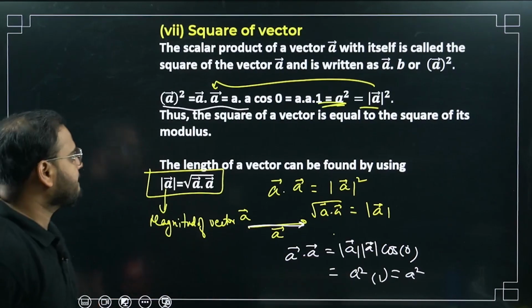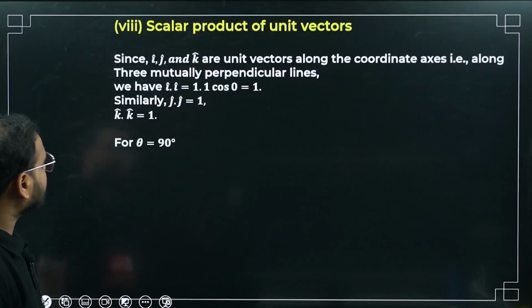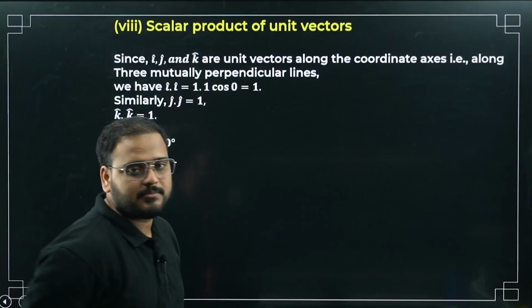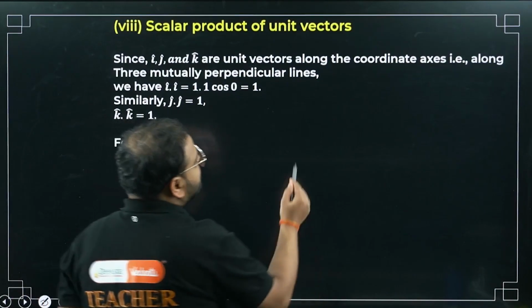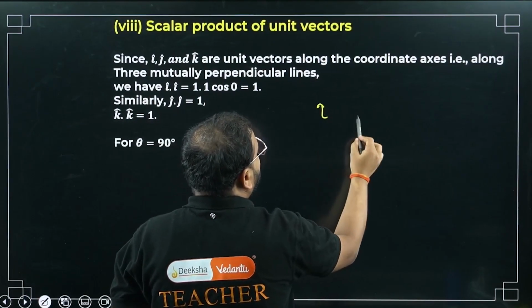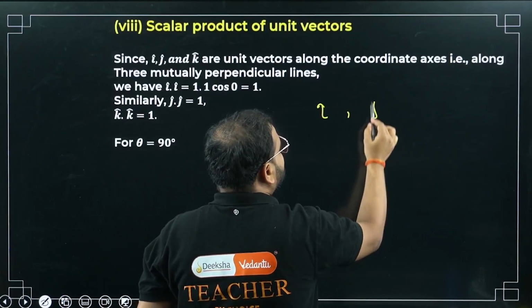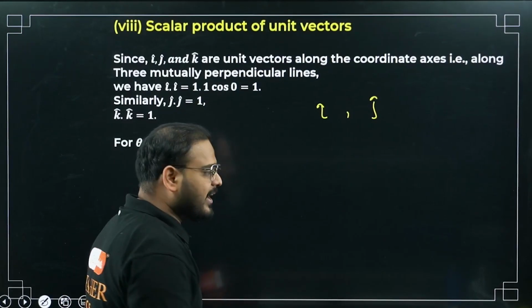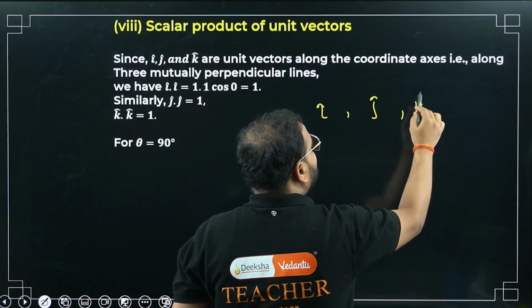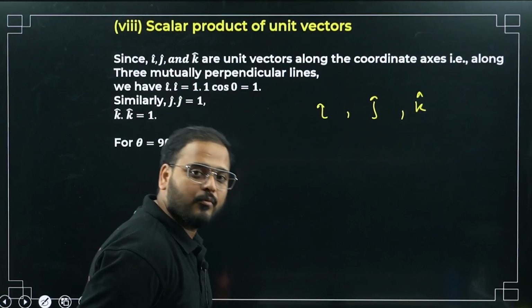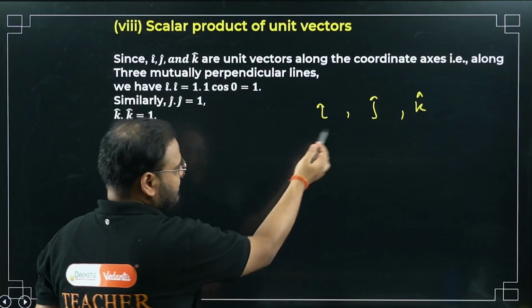Alright? Great. Moving on. Scalar product of unit vectors. You know unit vectors? Standard ones? Please remember i cap is a unit vector across x-axis. What is the other one? j cap, unit vector across y-axis. Other one is k cap, a unit vector across which one? Z-axis. Okay. Just an example.